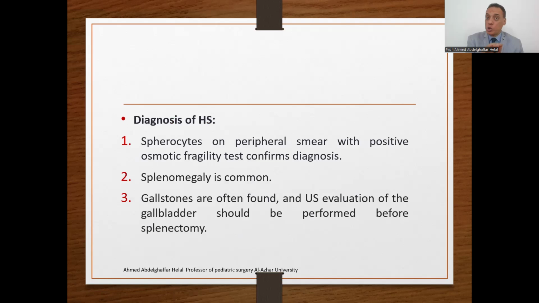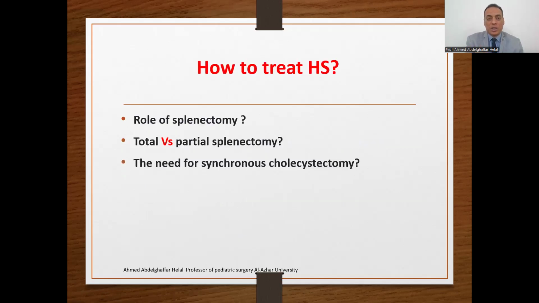The diagnosis is usually based on finding spherocytes on the peripheral smear with positive osmotic fragility, and splenomegaly is very common in these children. Gallstones are usually present due to hemolysis and precipitation inside the gallbladder. So gallstones are very common, and you should perform an ultrasound in these children.